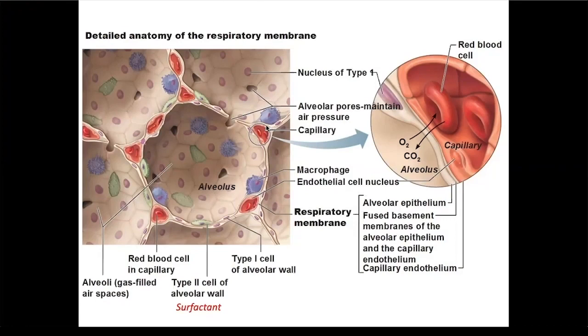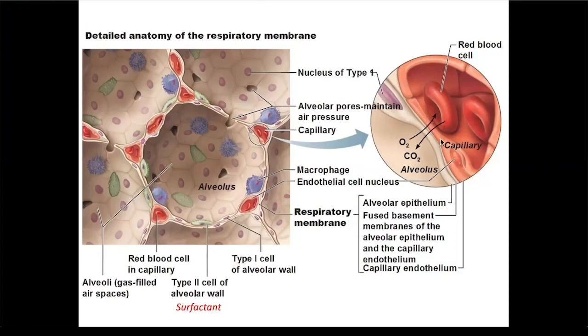Let's look at the respiratory membrane. We're going to take a section here. That's an enlargement. It's going to consist of 3 layers. This is the simple squamous epithelium. There's the nucleus of the cell.